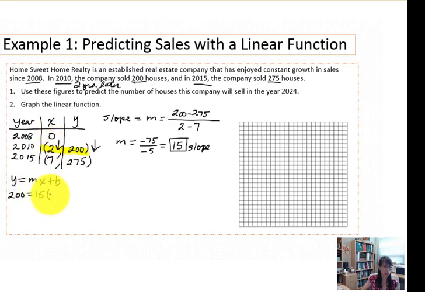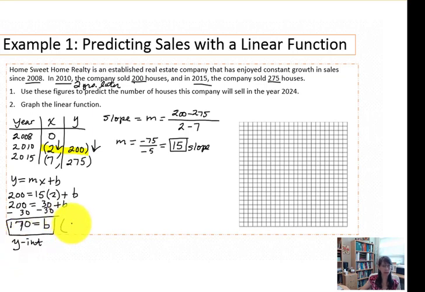X value is 2. B is what we don't know, so we'll keep that variable b. So it looks like 200 is equal to 30 plus b. Now we can solve this equation for b if we subtract 30 from each side of the equation. So that makes 170 equals b. This tells us that the y-intercept of our line is 170.